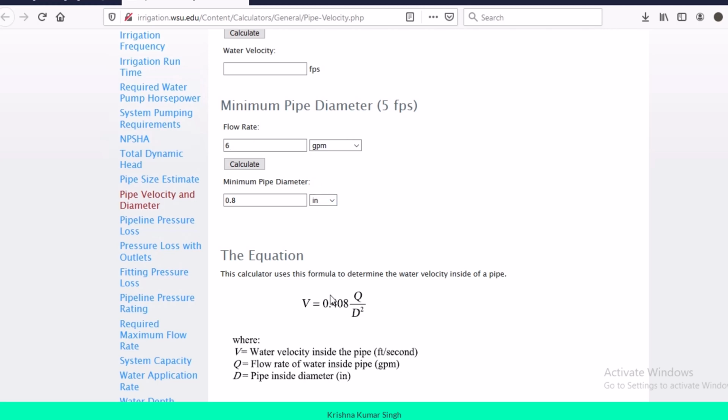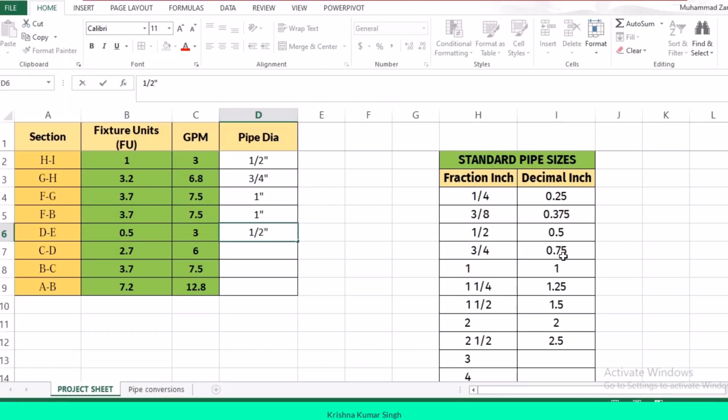Remember, you can use this formula and calculate manually by using 5 fps velocity or 4.9, but I am using this online calculator to avoid any confusion and to solve more quickly, because in actual practice you have so many sections of pipe, you have to perform your calculation as early as possible. So for that purpose you have to use this online calculator. Now for this 6 GPM, when you calculate, it is 0.75. Yes, this is available in the market. 0.75 is equal to 3 by 4 fractional inches.